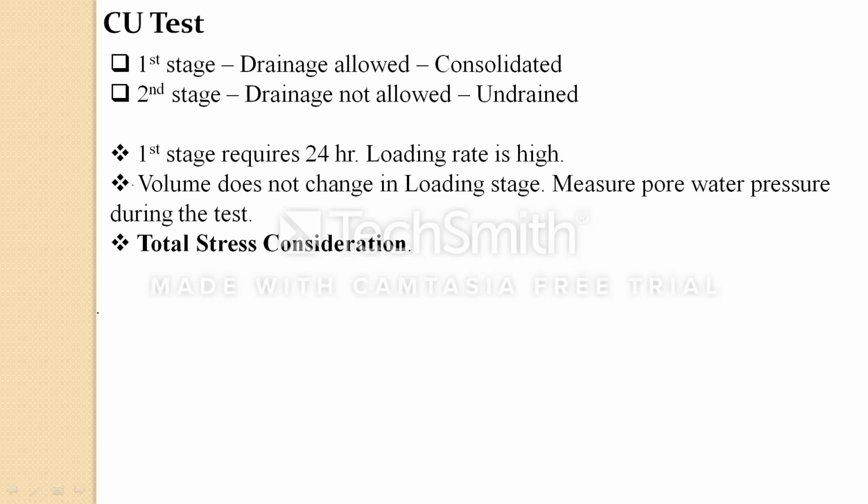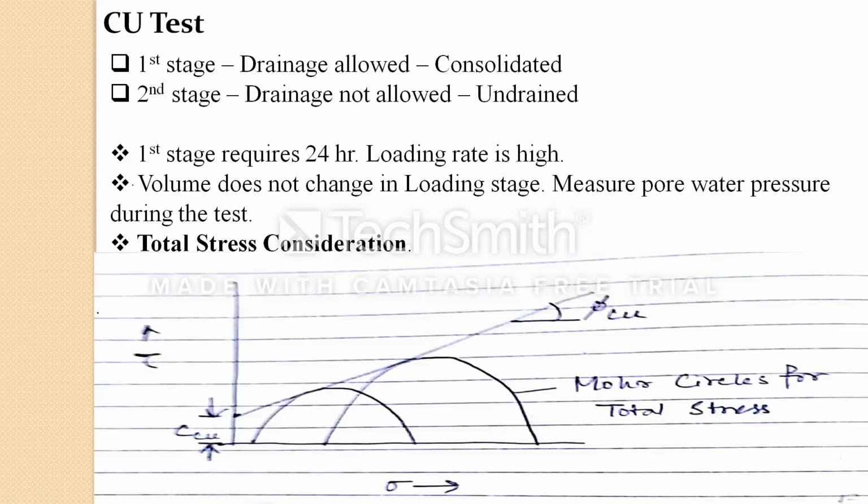And again, it is undrained, so it will be a total stress consideration. That means a Mohr circle should be made of the total stress. So here we have drawn two Mohr circles, which are Mohr circles for total stresses. Clear? Now in this case, we have actually drawn a failure plane, which is having a phi value and which is having a C value. And we have told that the C and phi values are not the inherent properties of the soil. It depends on the test to test conditions and the site conditions.